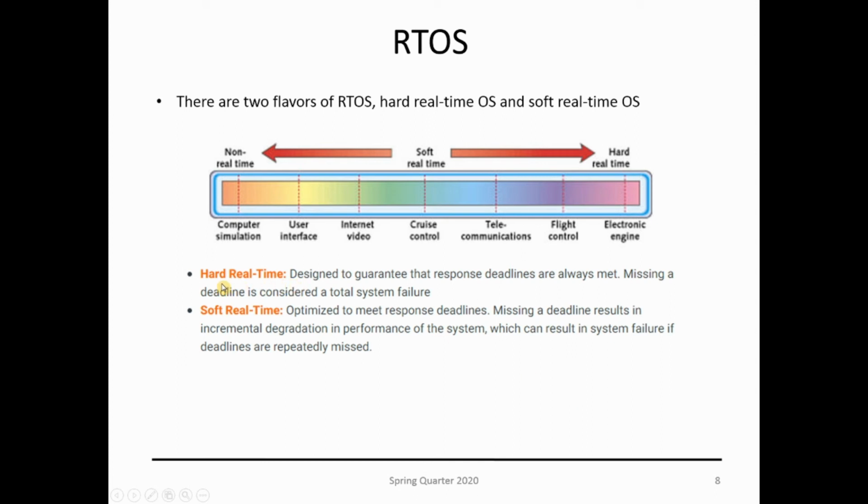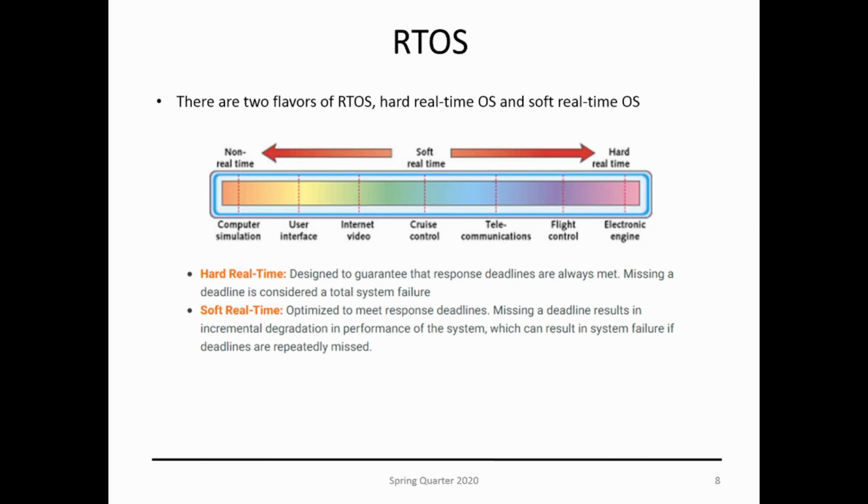Normally, if your RTOS has the ability to do hard real-time, you can do soft real-time applications, but the vice versa is not true. If you can only do soft real-time, you're going to have a hard time doing hard real-time tasks.